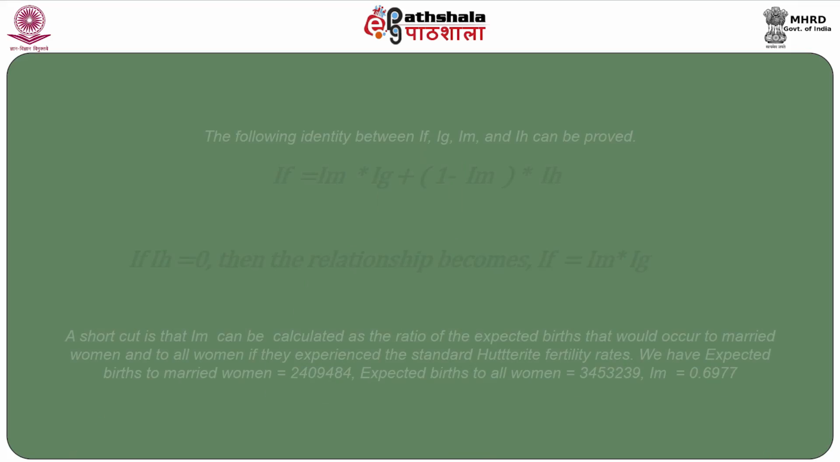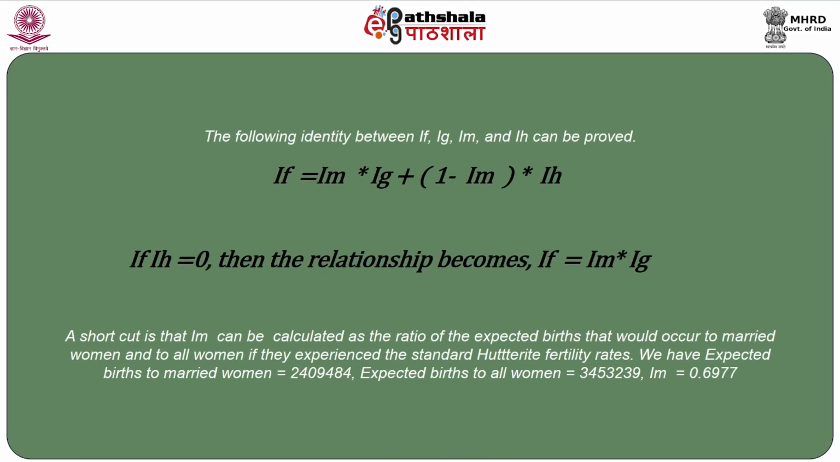So we also have an equation that indicates the identity between If, Ig and Im. So in this slide, we are talking about the identity between the various measures, namely If, Ig, Im and Ih. The formula is given. Have a look at this, and in case Ih is 0, then the relationship changes as indicated here.